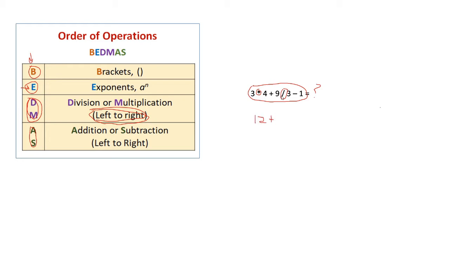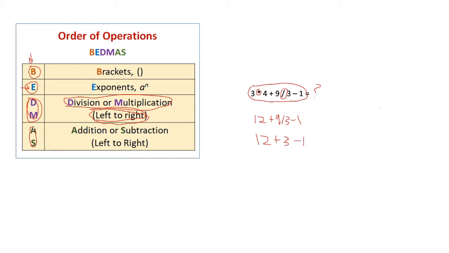And then we have plus 9 divided by 3, minus 1. Now we do the next division or multiplication that comes up, which is 9 divided by 3. So we got 12 plus 9 divided by 3, that's 3, minus 1.